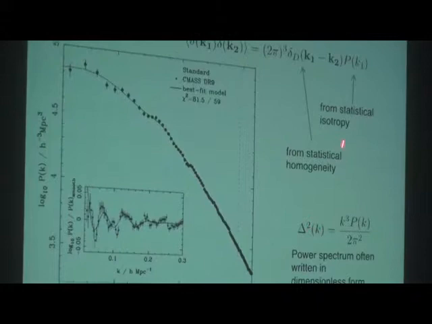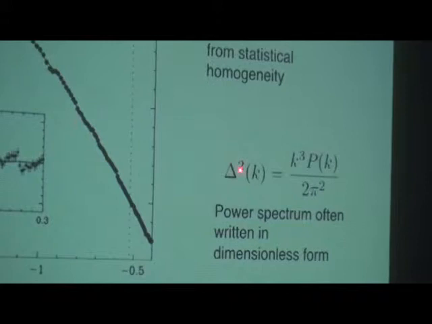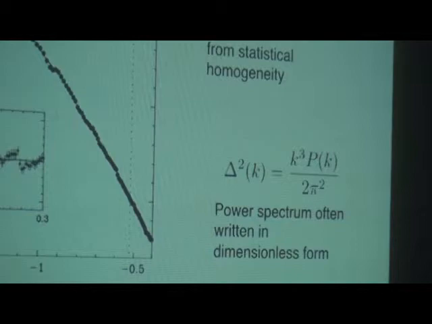Now the power spectrum and the correlation function do have units. The power spectrum has units, the correlation function does not. The power spectrum written in this form can be made dimensionless by adding in a k cubed. And then this is sometimes called capital delta squared. So sometimes you'll see I'll show a power spectrum as capital delta squared and sometimes as power P of k.